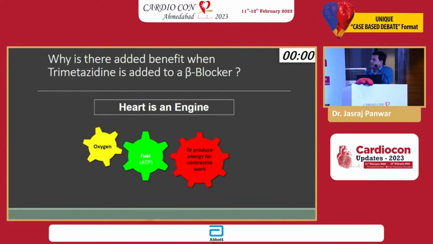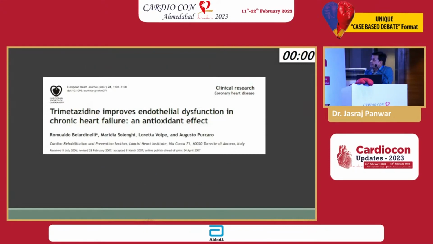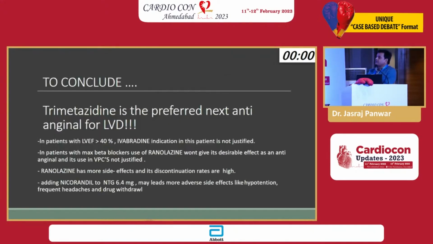So we need another molecule which utilizes the oxygen provided to maximally produce ATP, and we see that trimetazidine also improves endothelial dysfunction in chronic heart failure through an antioxidant effect. To conclude, trimetazidine is the preferred next anti-anginal drug for ventricular dysfunction. In patients with EF more than 40%, the indication for ranolazine is not justified. And in patients with maximum beta blockade, use of ranolazine won't give its desired effect as an anti-anginal drug, and using it just to treat the disease is not justified.